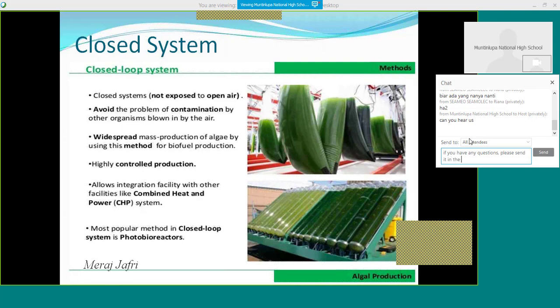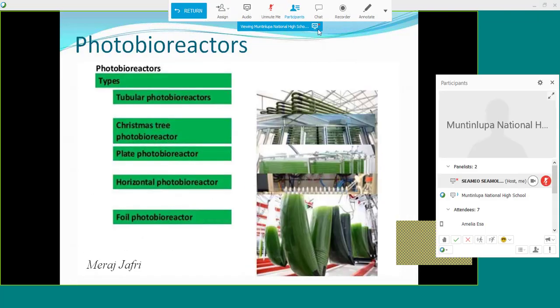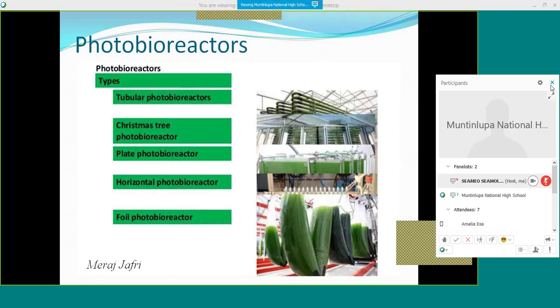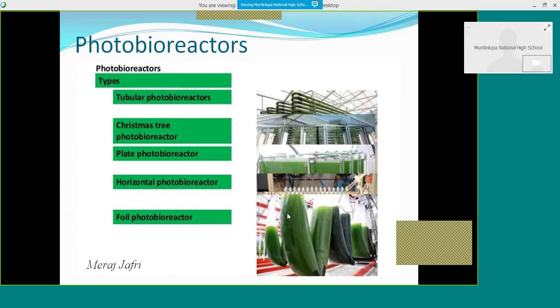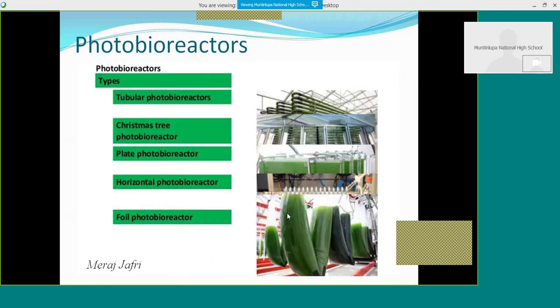It allows integration with other facilities, like combined heat and power systems. The most popular method in closed-loop systems is photobioreactors. As seen in the picture, we have the tubular photobioreactors, and we also have the Christmas tree type photobioreactor, plate photobioreactor, horizontal photobioreactor, and foil photobioreactor. You can be creative in designing photobioreactors. Just make sure that you know the necessary parts or the integral components of your designed photobioreactor.